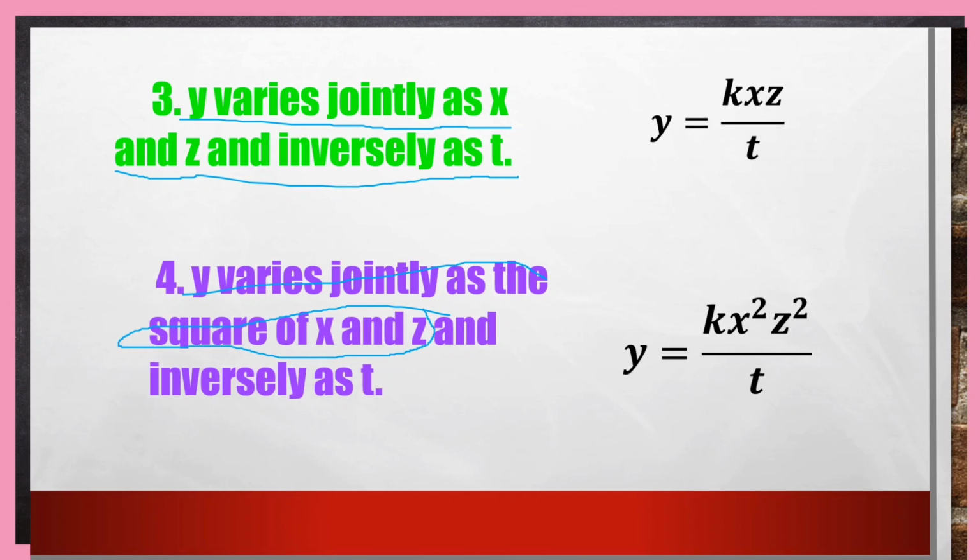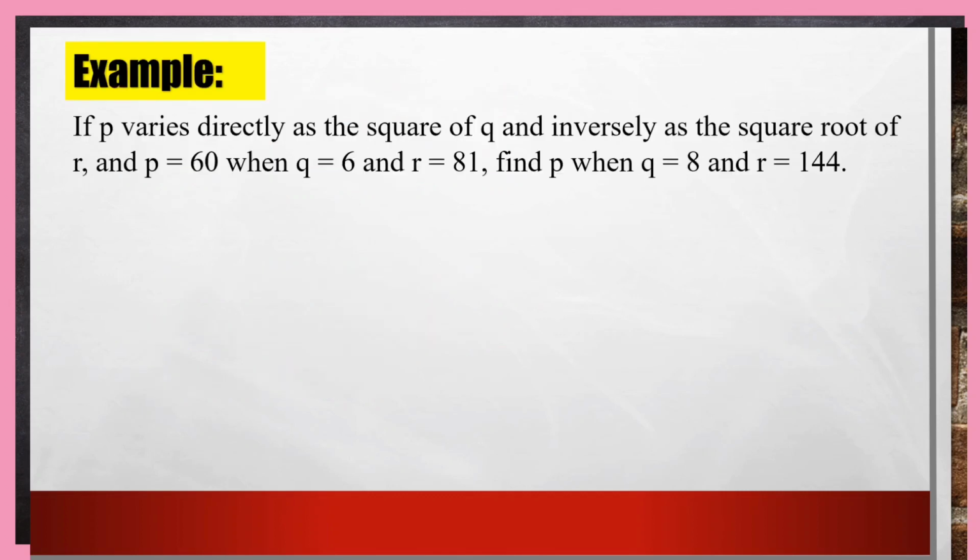So we have x squared, this one, and then we have the z squared. k is the constant of variation, so we have to write k in all mathematical equations. Let us have an example.